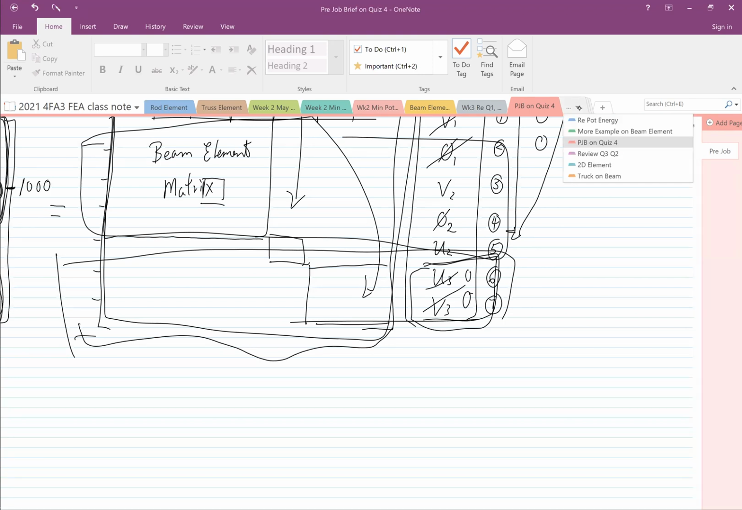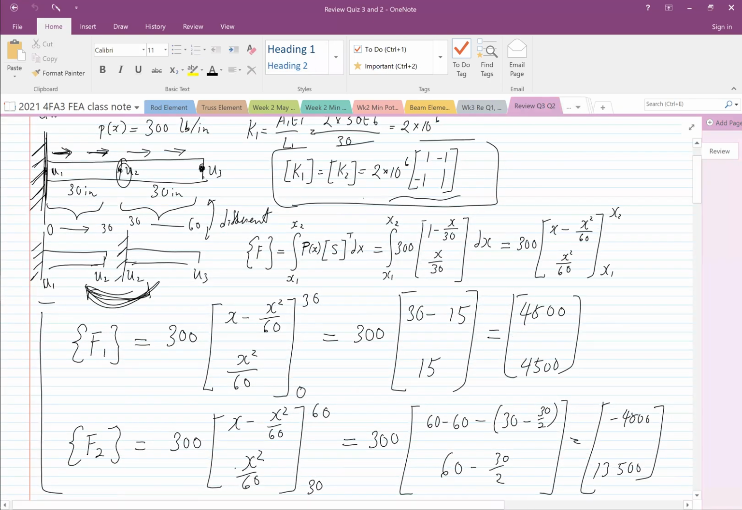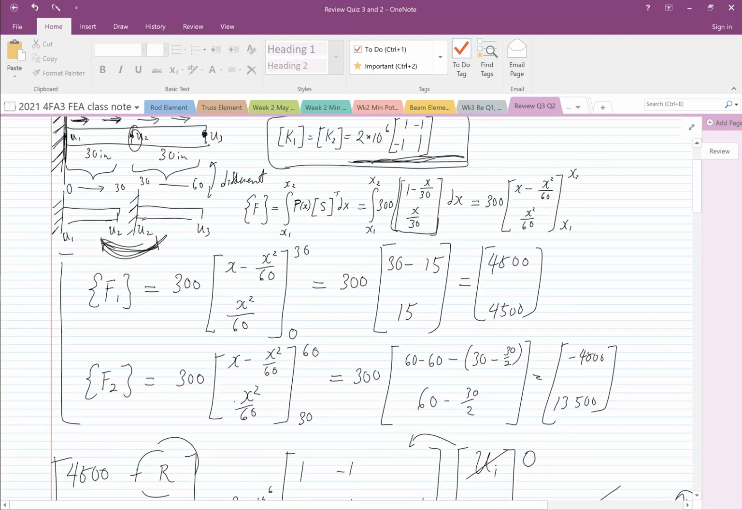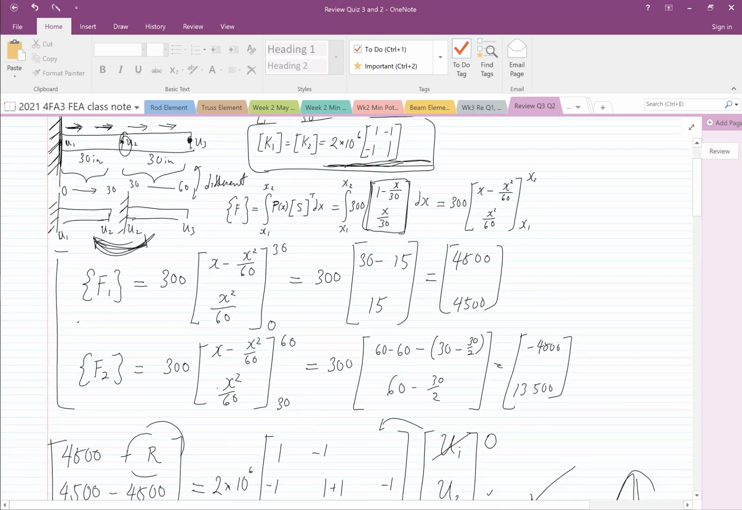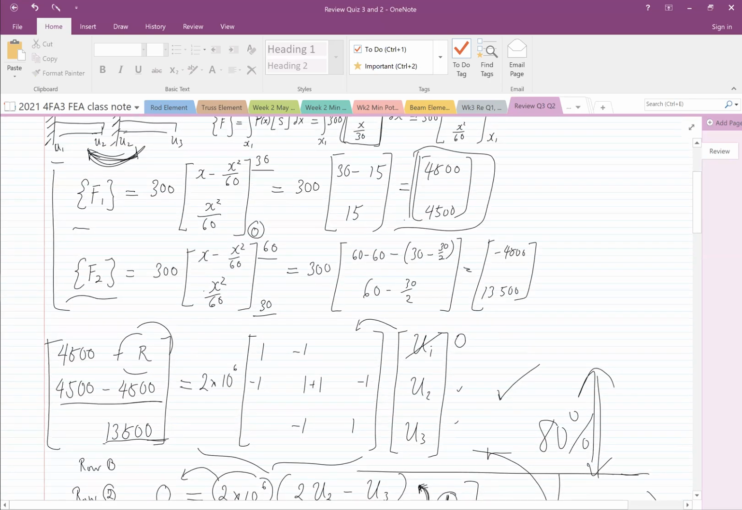There are some questions on quiz 3. Okay, quiz 3, nothing fancy. This is the stiffness matrix. This is a rod element, 1 by 1, and then we take the integrations of it. We need a shape function for the rod elements. Remember the tricky thing is the first force is going from 0 to 30, and the second force is from 30 to 60. Once we take the integrations and merge them together, this is the first force vector, and this is the second force vector.